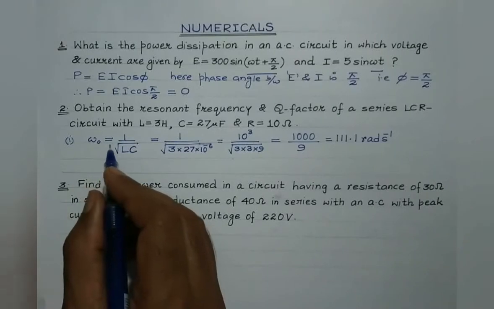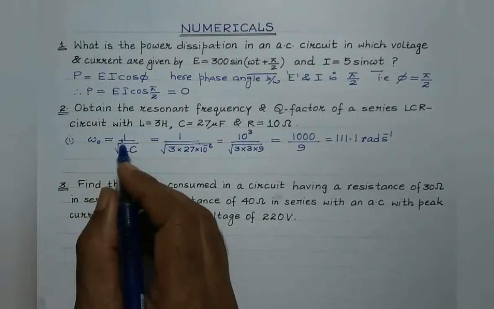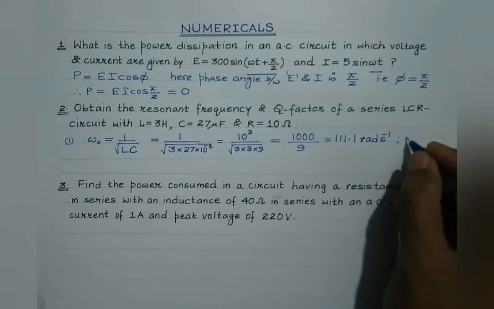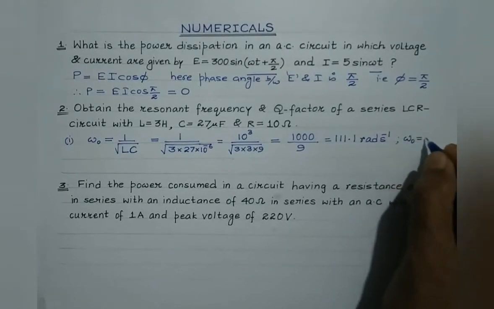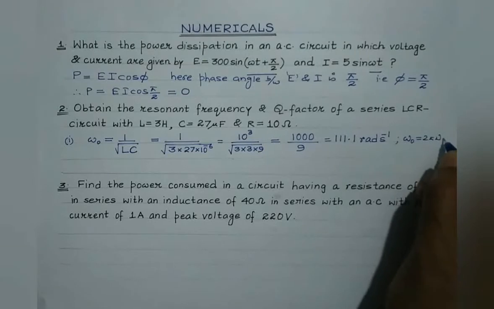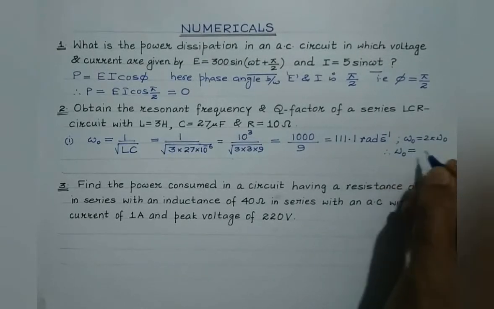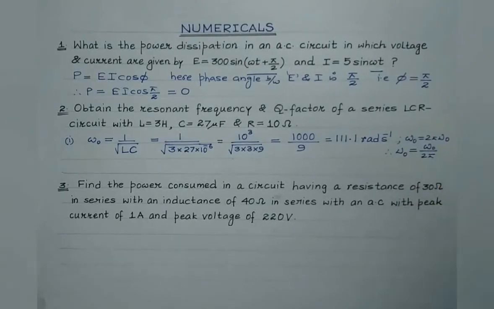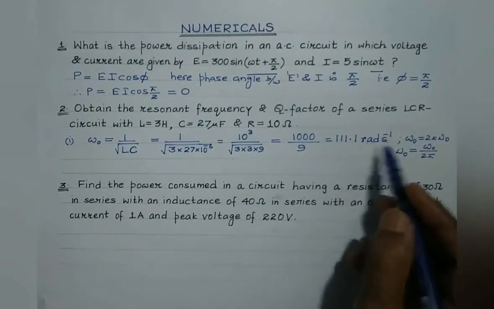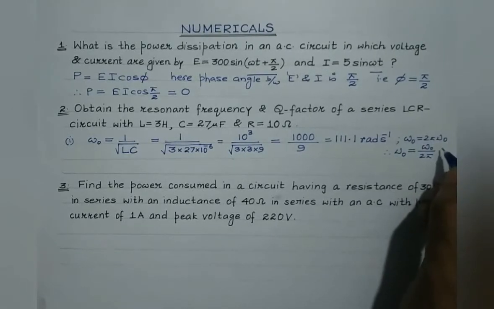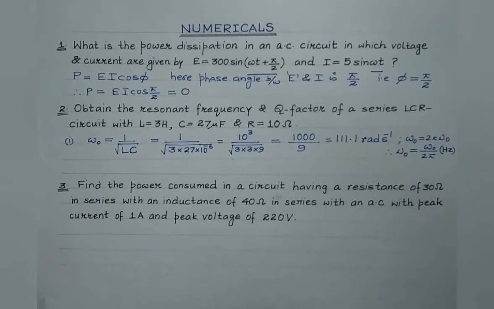In case you wish to find out the resonant linear frequency, then the formula would be omega naught equal to 2 pi nu naught. Therefore, the resonant linear frequency can also be determined. It will be equal to simply omega naught divided by 2 pi. So it will be 111.1 divided by 2 into 3.14. The unit would be hertz or per second, right? That can be found.